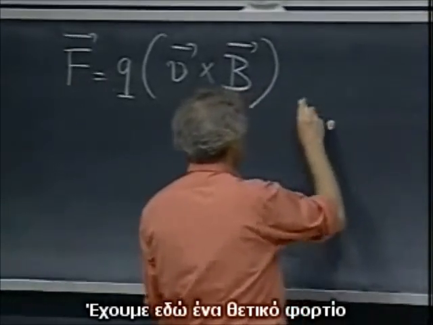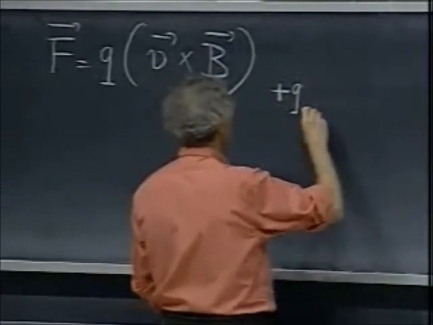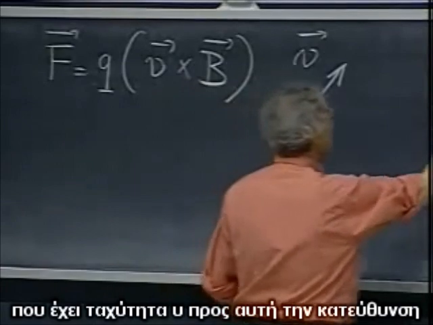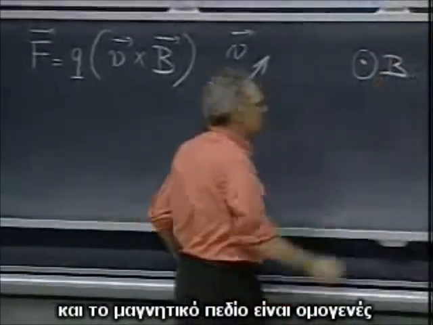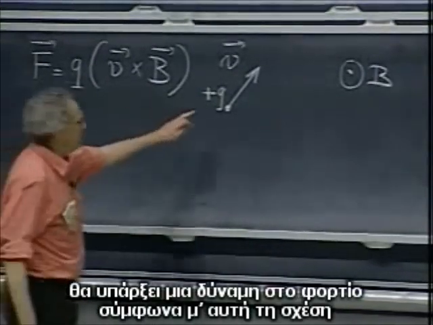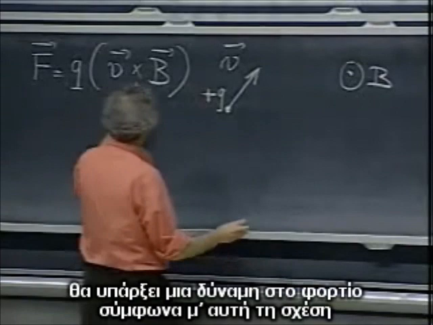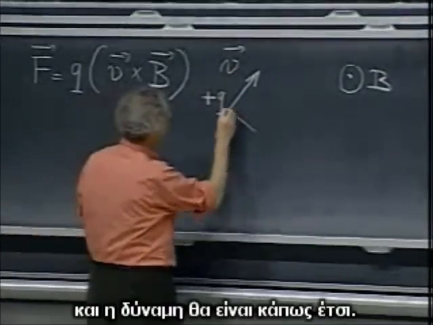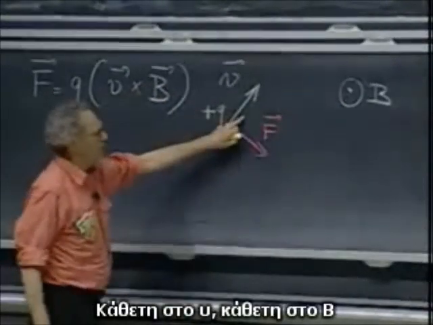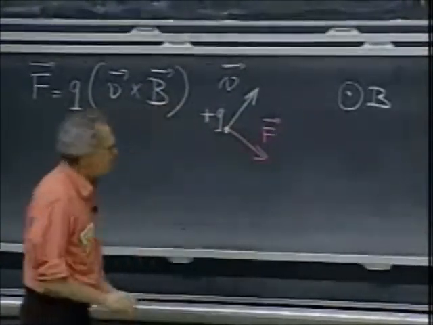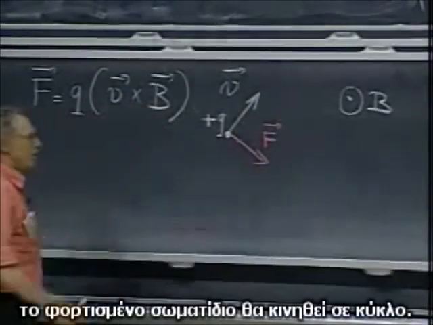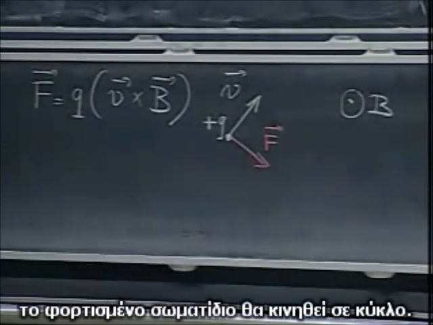If I have here a positive charge plus Q, and it has a velocity V in this direction, and the magnetic field would be uniform, and coming out of the blackboard, there's going to be a force on this charge according to this relationship, and the force is then like so. Perpendicular to V, perpendicular to B. In this case, the charged particle is going to go around in a circle.